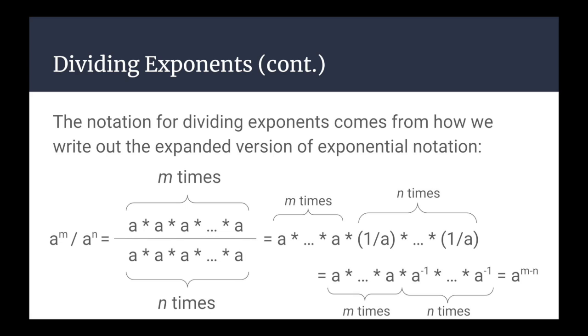So we have yet to define this, but 1 over a is the same as a to the negative 1st power. Again, we will define it later. But this gets us to a times a times a, again, m number of times, and a to the negative 1 times a to the negative 1, n number of times. So that gets us to m times minus n times. So a to the power of m divided by a to the power of n is equal to a to the power of m minus n.